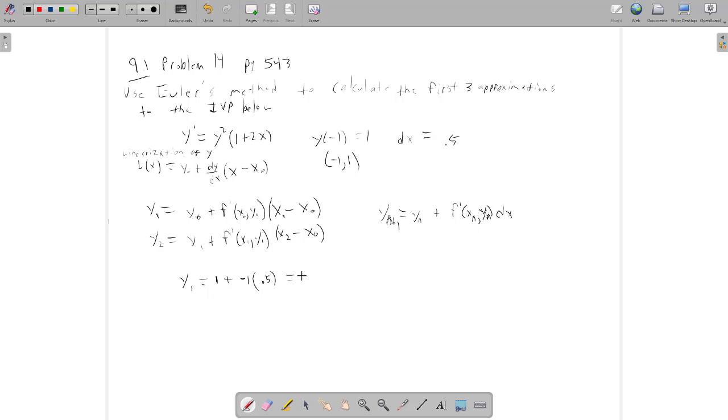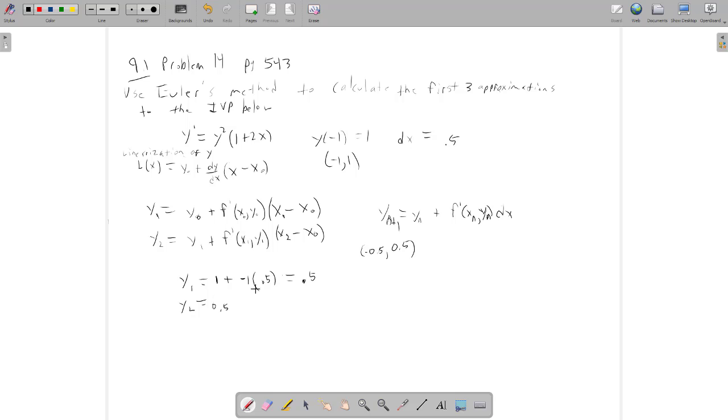So that's going to be 1 minus 0.5, so that is 0.5. So that's our second point. Our second point would be negative 0.5, positive 0.5. Our y sub 2 would now be our y value, so 0.5.